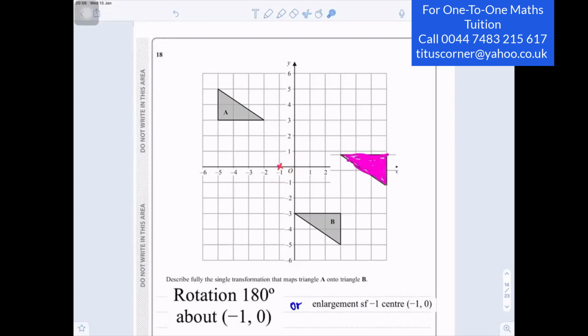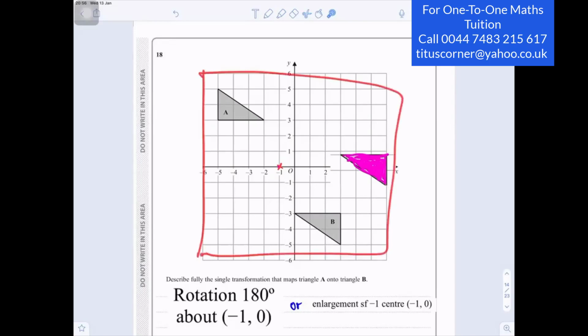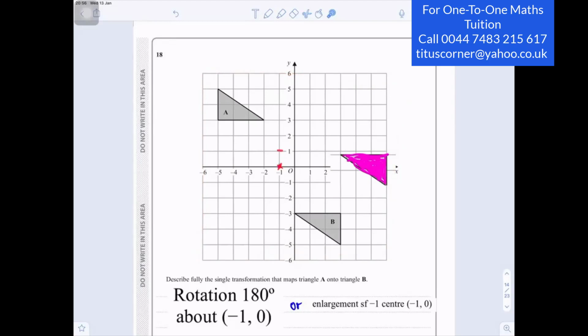When you do it in an exam, you will draw that triangle on a tracing paper and put it on top. You put your pen on different points and see if you rotate it, if it will fit. And you will find out that that will be the center of rotation. So to get all the marks, you have to say rotation of 180 degrees and say the center. I'll show you again on the animation.